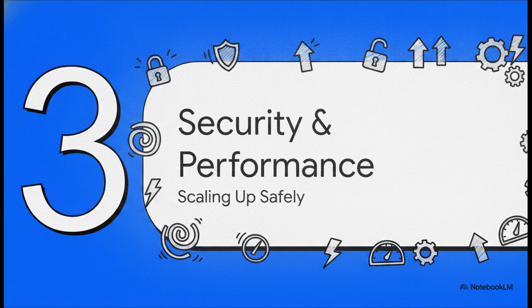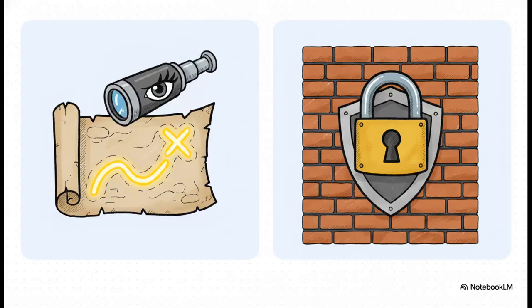Section 3. Security and Performance. Scaling up safely. In development, running Django with the debug setting turned to true is incredibly helpful because it gives you those nice, detailed stack traces when you make a mistake. But in production, it is literally a roadmap for hackers, completely exposing your internal logic and variables. Professional apps force debug defaults and rely on strict allowed host configurations.